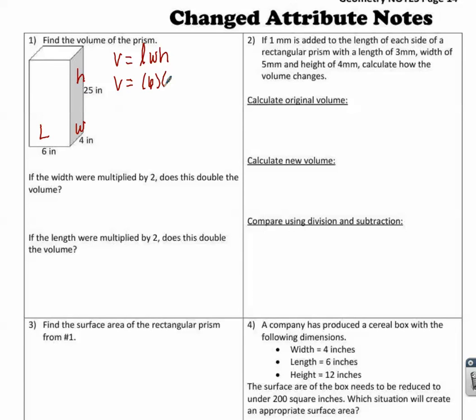So now I'm going to plug in or substitute my dimensions and multiply from left to right to get 600 inches cubed. Remember, for volume, your exponent is always cubed because you're multiplying inches 3 times. So inches times inches times inches is inches cubed.